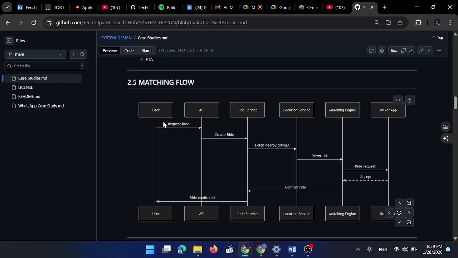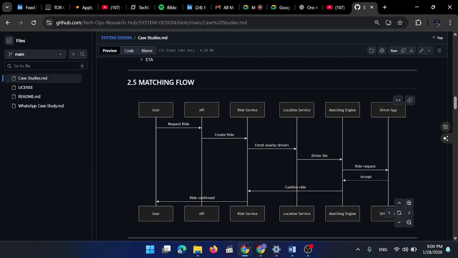So as a user, you request a ride, and when you request a ride, it goes through the API. So from the API, you create a ride, and then it goes to the ride service. Then from the ride service, you fetch nearby drivers. When you fetch nearby drivers, you do that based on the location of the drivers, depending on whether they are nearby or far away from you. So basically, you always want the nearest driver who can take you from point A to B very easily. And then after that, we have a driver list.